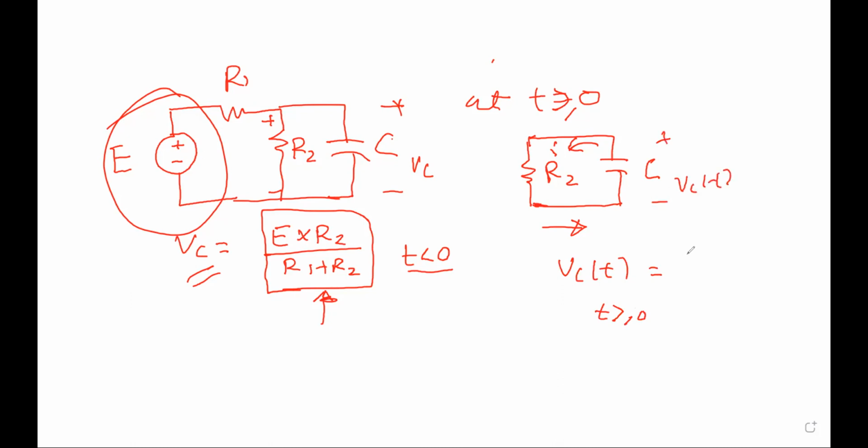Is it not equal to V R2 divided by R1 plus R2, multiplied by e to the power minus t divided by R2C?